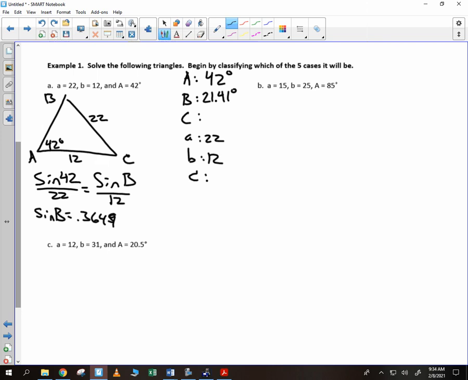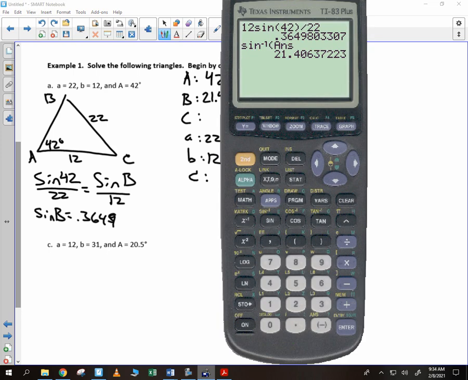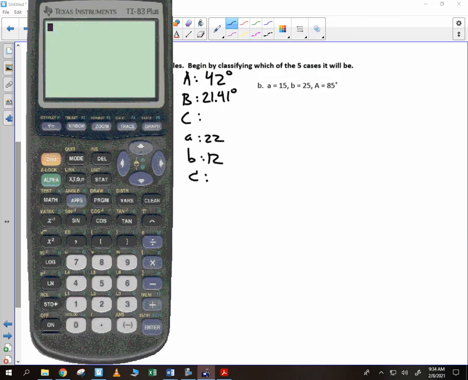You tell me, what's the next easiest part of the triangle to find? The third angle, because they all add up to what? 180. So 180 minus 42 minus 21.41. I get 116.59.